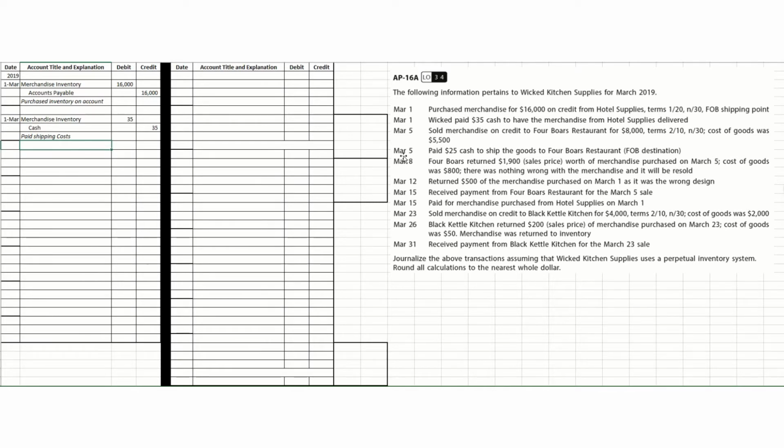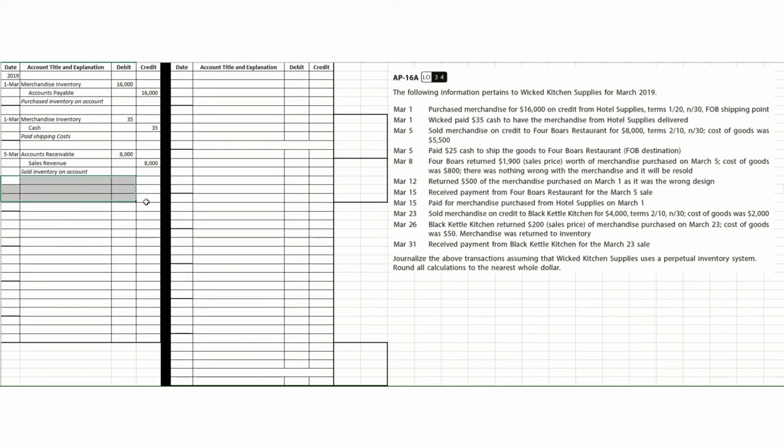The third item says we sold merchandise on March 5th to Four Boars Restaurant for $8,000 with terms 2/10 net 30 and the cost of goods sold were $5,500. This is a two-part transaction. The first part, we will debit accounts receivable for Four Boars Restaurant for $8,000. We will credit sales revenue for $8,000 for that inventory sold on account.